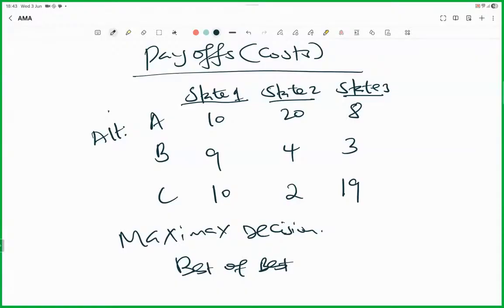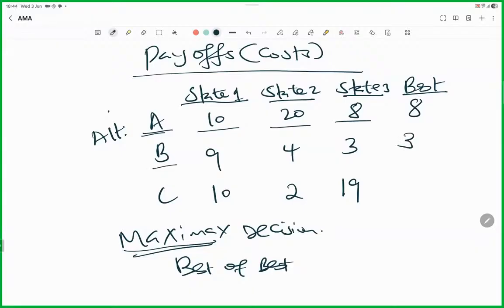Now, first of all, are we in agreement that maxi is best of the best? Profits, we maximize them. But costs, we minimize them. So then come and give us the best cost. If we go for A, the very best cost is what? If we go for A, there are 3 possibilities. 8 is the best, is the lowest. If we go for B, the lowest cost is what here? 3. If we go for C, the lowest cost is what? 2. But you see, you are going to only go for one option. So you go for the lowest of the lowest. Best of the best. Which is what here, somebody now? 2. So this is the best of best.